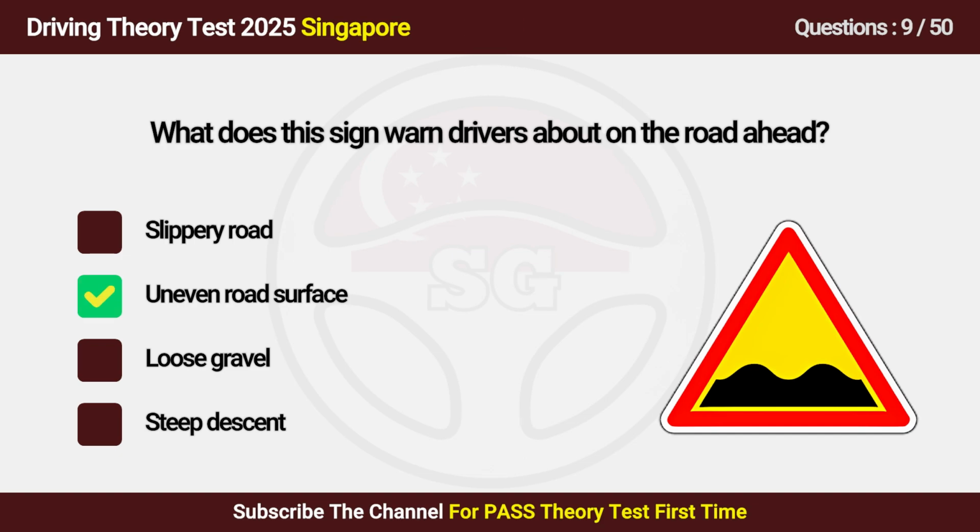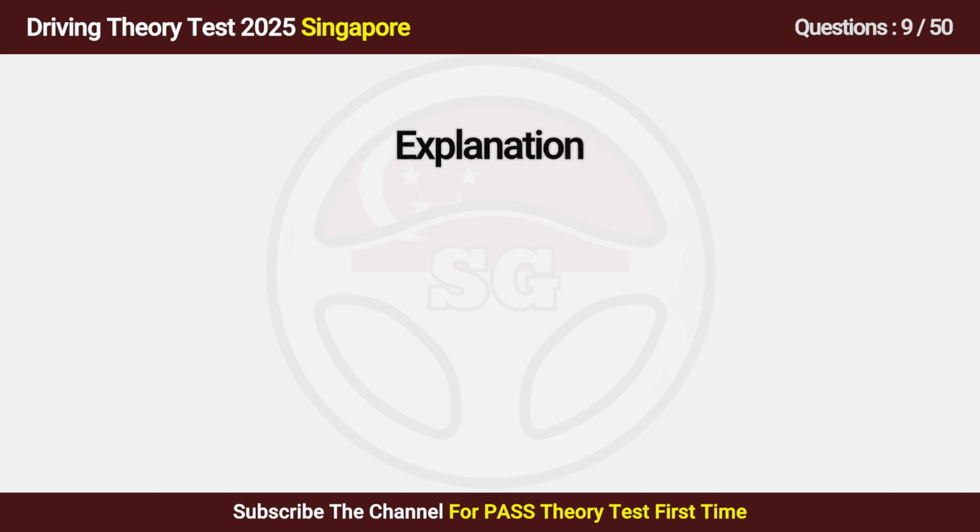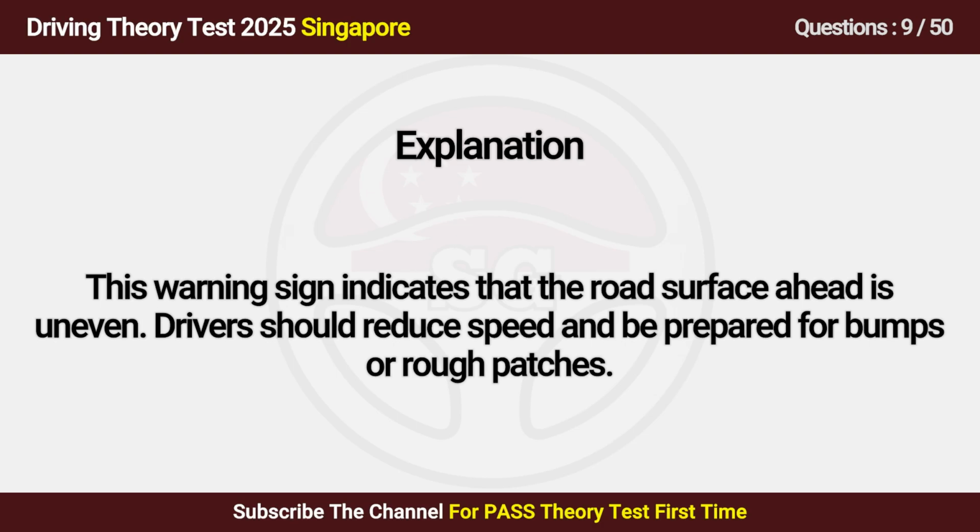Answer is B. Uneven road surface. This warning sign indicates that the road surface ahead is uneven. Drivers should reduce speed and be prepared for bumps or rough patches.